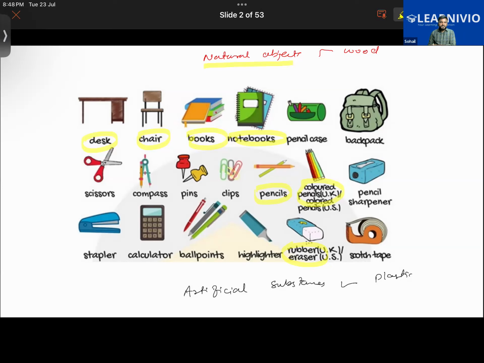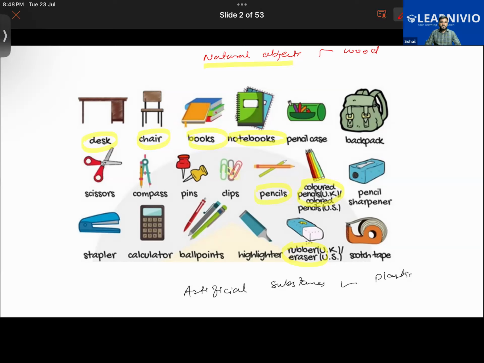Sir, pins, clips, stapler, scissors, compass. In fact, the ones that we haven't circled are basically made up of artificial substances, right? Basically using plastic or using metals, right?